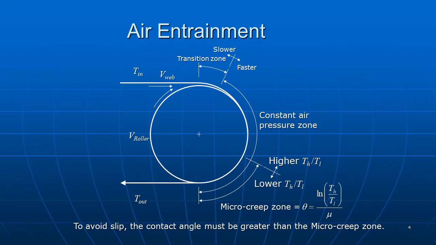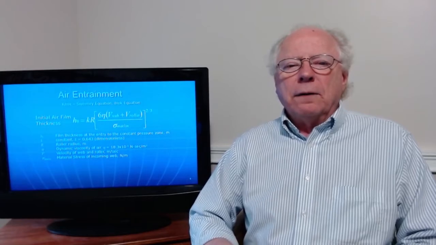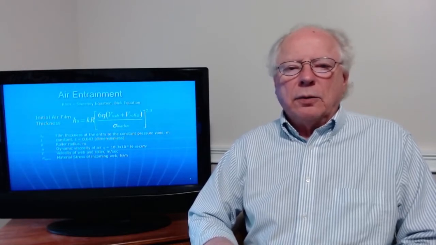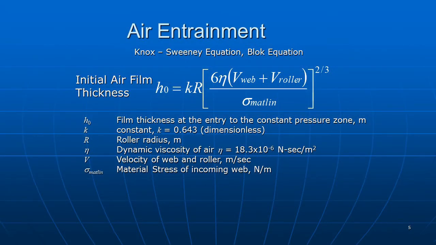To avoid slip, the contact angle must be greater than the theta that's calculated for the micro creep zone, and the transition zone must not extend all the way around the roller to the micro creep zone. Now, the air film thickness can be calculated from what's called the Knox-Sweeney equation. There are several names for it. It's basically the same formula that's applied to oil films and bearings and things like that.